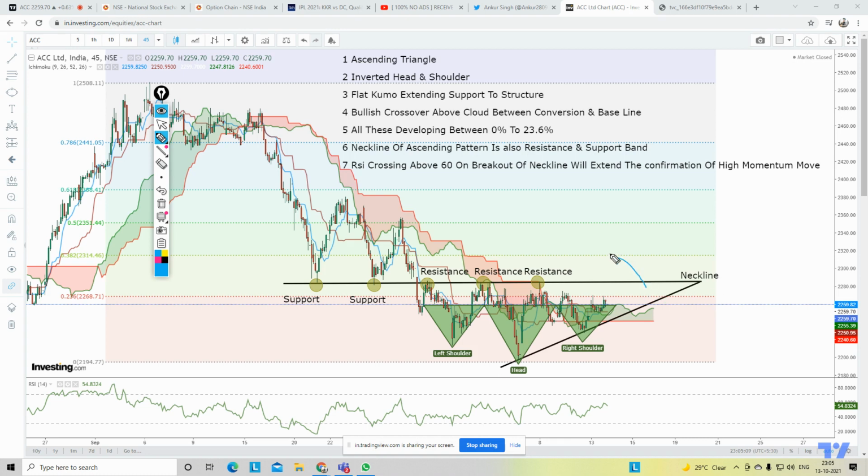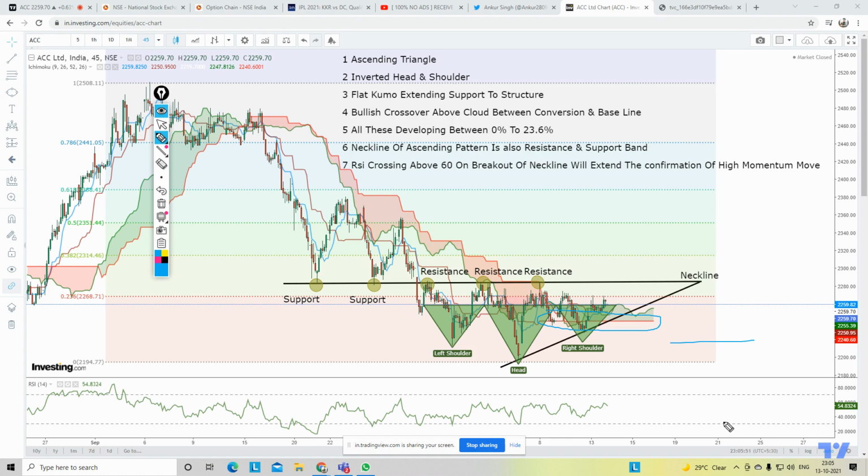So this area is very important because it is forming an ascending triangle, as well as within the ascending triangle it is forming an inverted head and shoulder. Sorry. The third important point is flat Kumo extending support to the structure. So this flat Kumo, which is also known as cloud, is flat. So a flat Kumo is also signaling that there is some good support available to the entire structure, which is formed by the ascending triangle as well as the inverted head and shoulder.